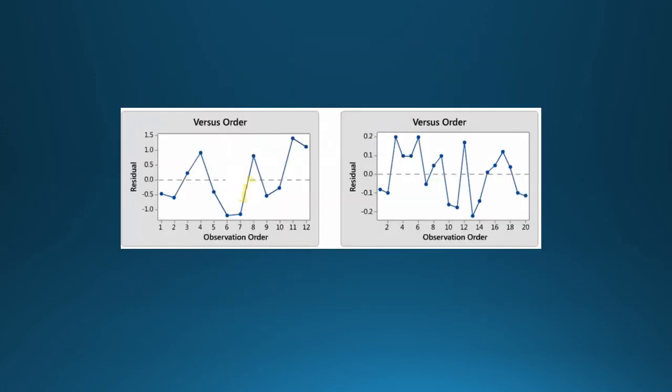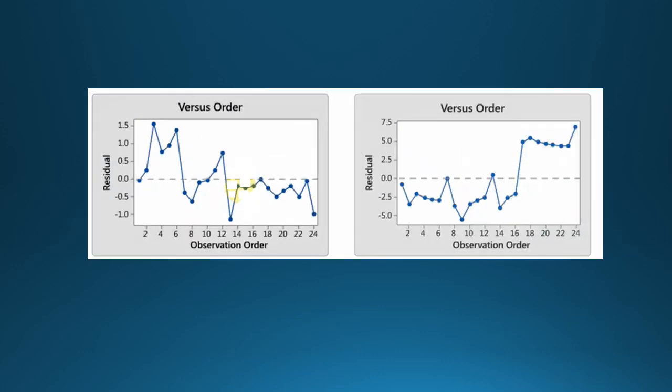Here are 2 residuals versus order plots. The points on these plots fall in a random order and don't exhibit any patterns. The residuals appear to be independent of one another. This plot indicates that the residuals may not be independent. The points are gradually decreasing over time, and this plot exhibits a problem. There seems to be an upward shift in the residual values.